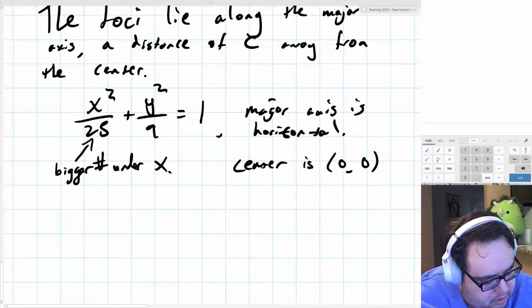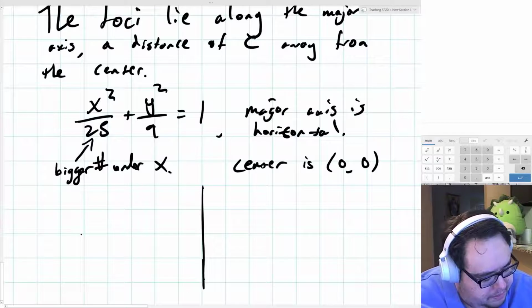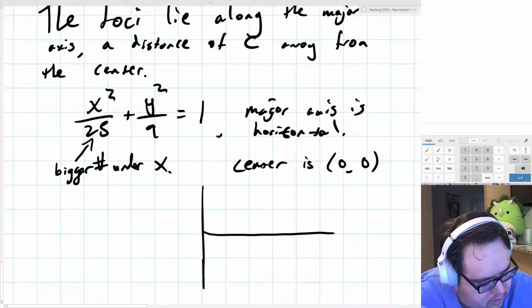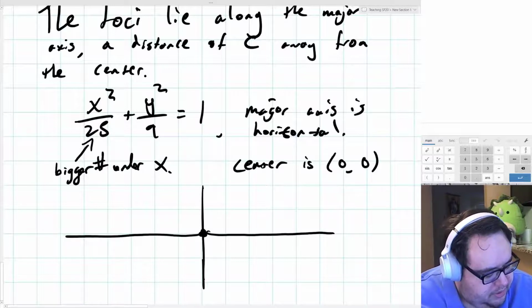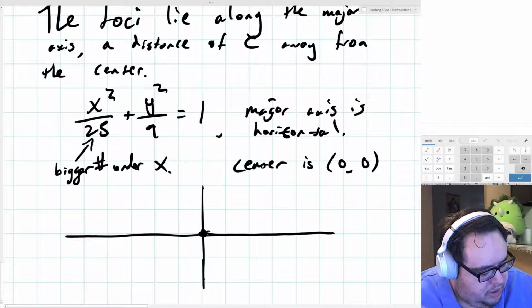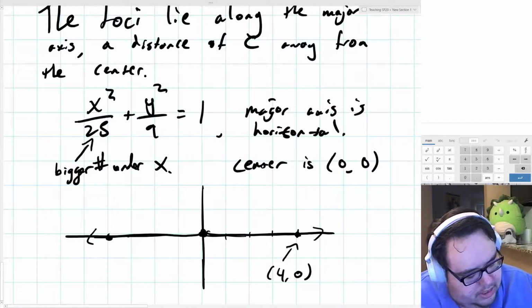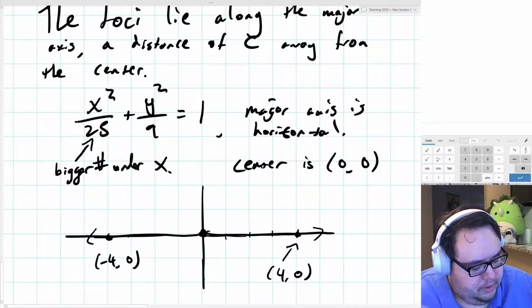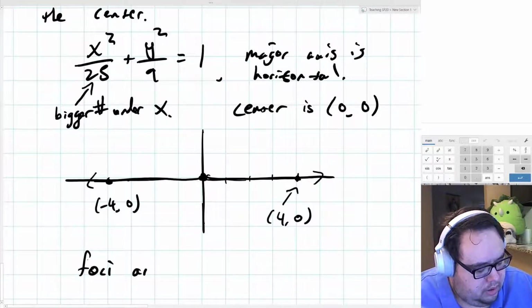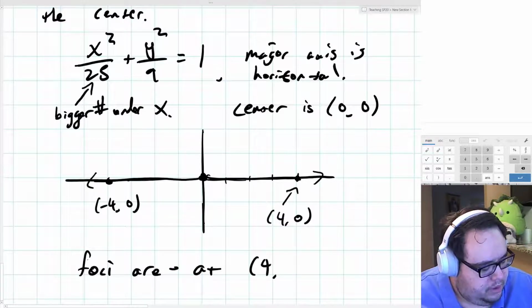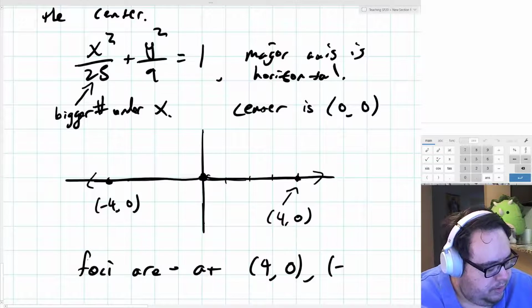where our foci are. If we sort of draw our graph, I'm not even going to draw the ellipse into it. Our center is here, and our major axis is going to be horizontal. So we need to go a distance of 4 out to the right and 4 out to the left. 1, 2, 3, 4. 1, 2, 3, 4. So our foci are the points 4, 0 and -4, 0.